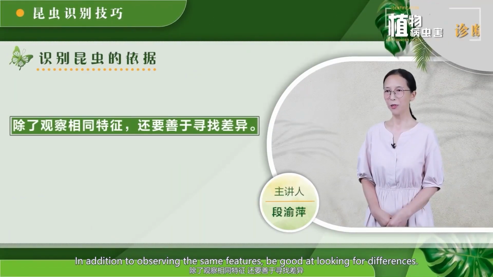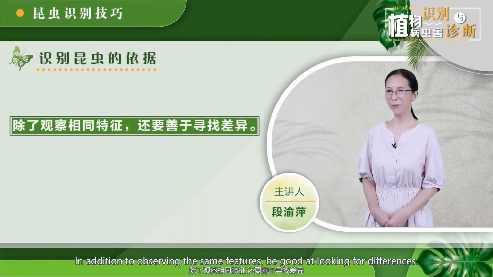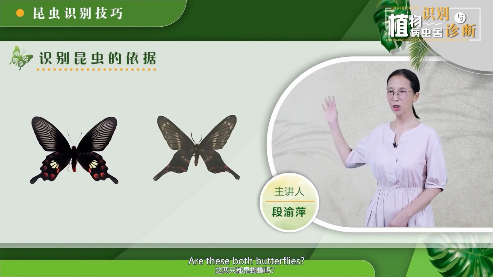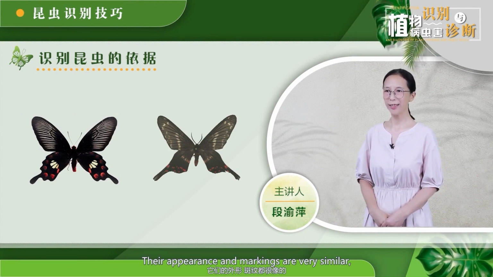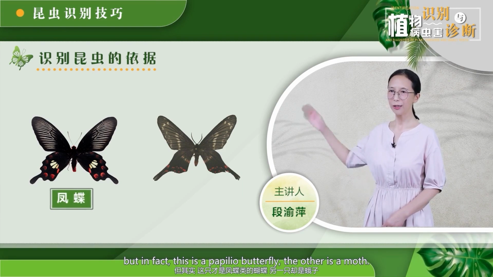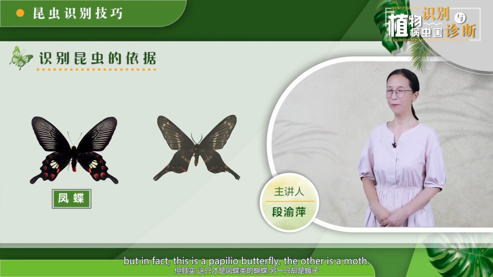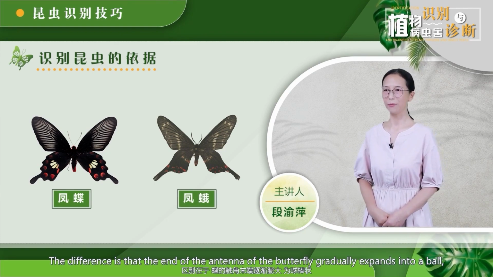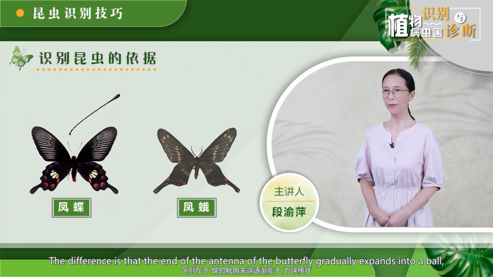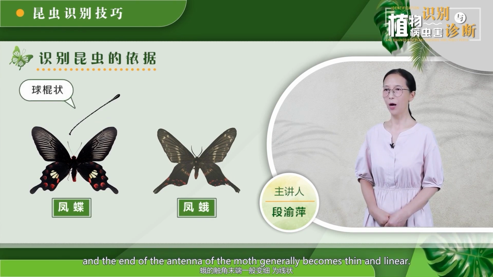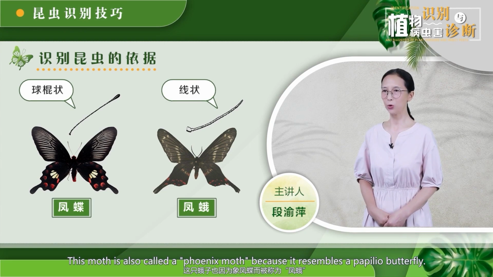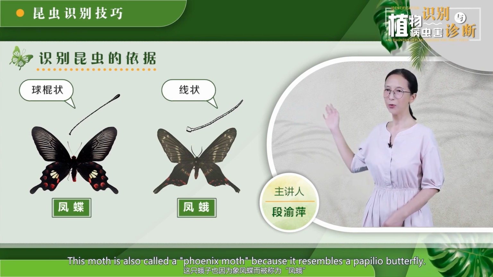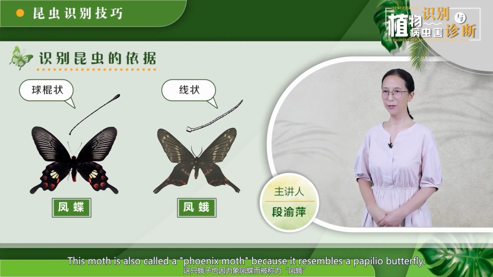In addition to observing the same features, be good at looking for differences. Are these both butterflies? Their appearance and markings are very similar, but in fact, this is a papilio butterfly, the other is a moth. The difference is that the end of the antenna of the butterfly gradually expands into a ball, and the end of the antenna of the moth generally becomes thin and linear. This moth is also called a phoenix moth because it resembles a papilio butterfly.